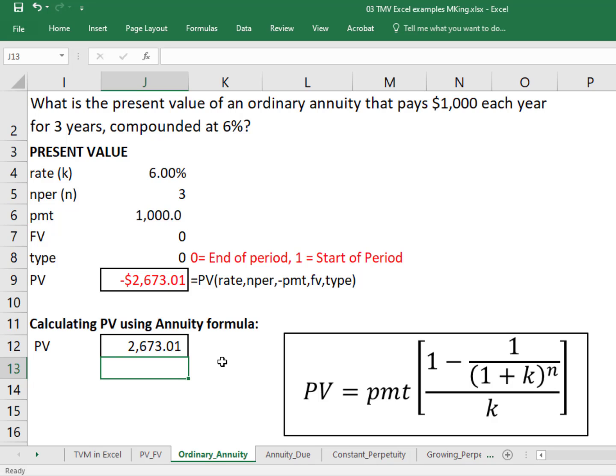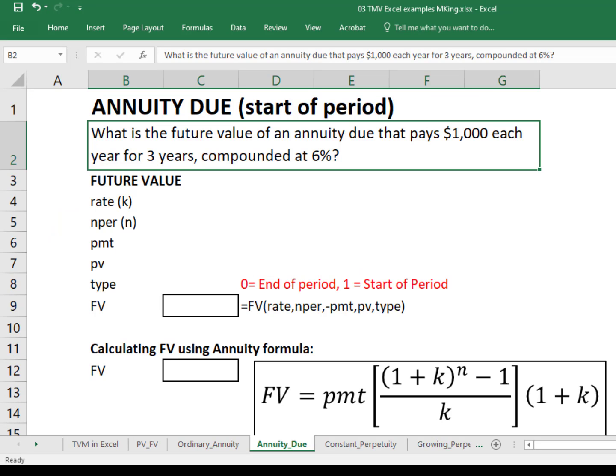If you find that you've made a mistake and don't get that value, it is most likely because of the order of operation, which can be very tough with such a difficult formula, which is why the Excel function is so handy. Now let's look at finding the value of an annuity due, where payments come at the start of the period. Notice that we're going to set it up the same way. We're going to use the same inputs, and we're looking for the future value of an annuity due that pays $1,000 each year for 3 years, compounded at 6%.